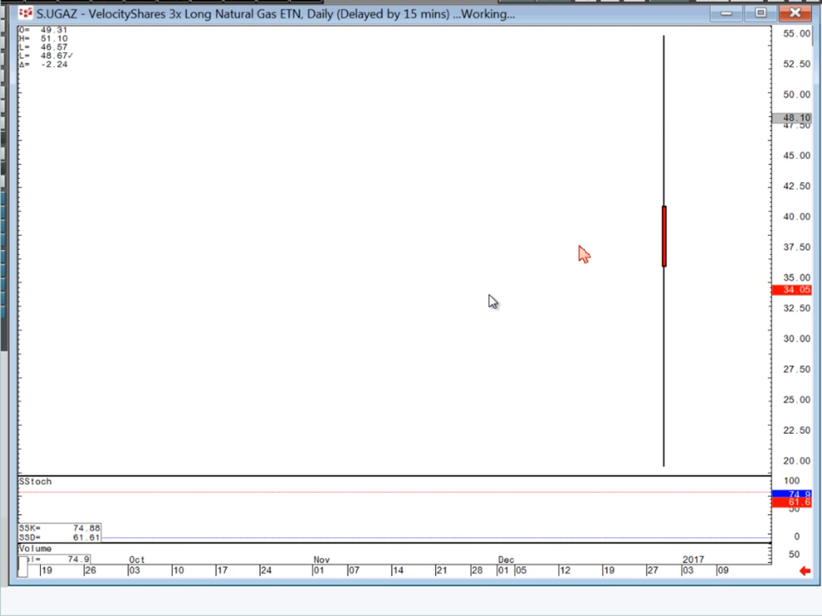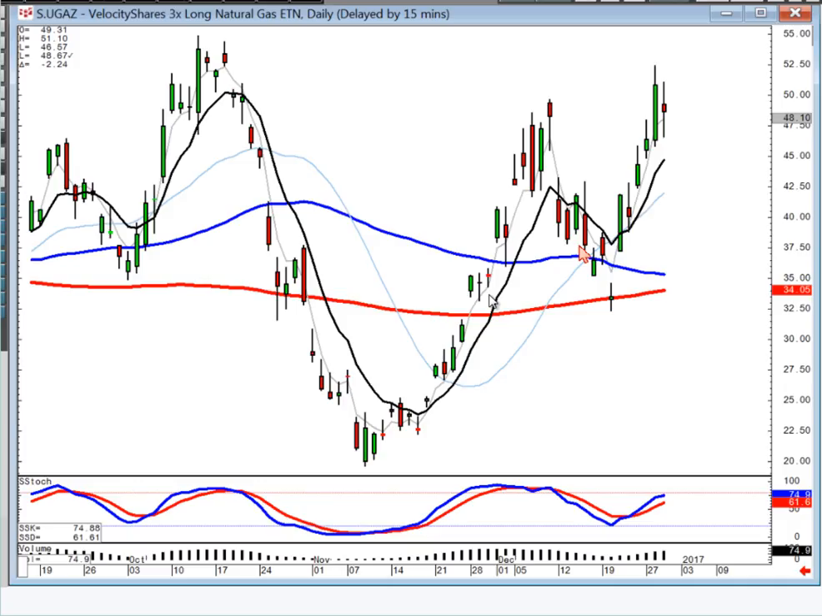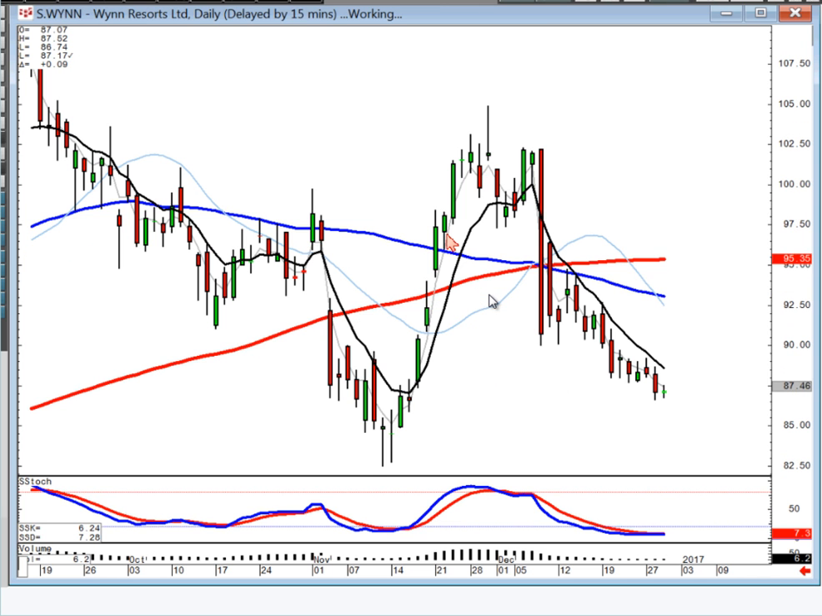This one, if it opens lower tomorrow, you close it out because it tells you this level right here was acting as resistance, and they're probably coming back to test the T line again. Wynn Resorts, stay short till you see a buy signal.